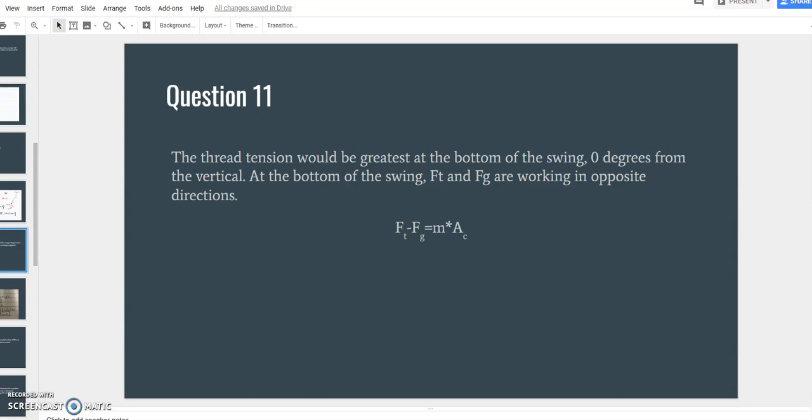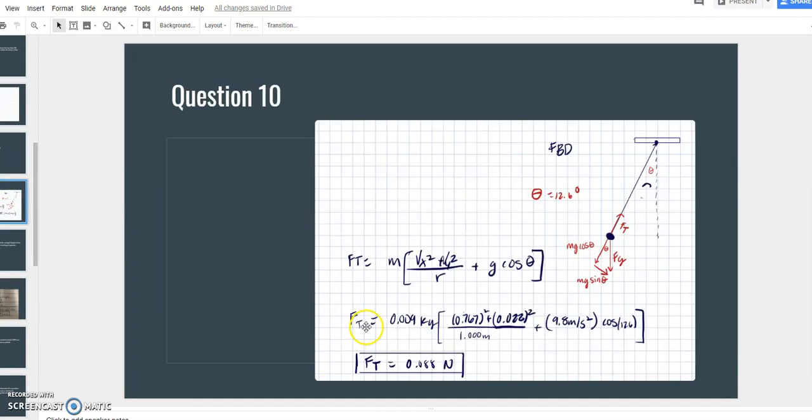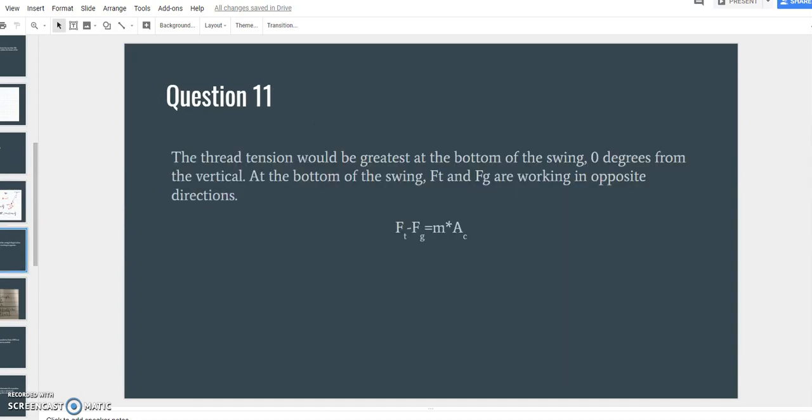Question 11. Based on question 10, at what angular position would you expect the thread tension to be greatest? The thread tension will be greatest at the bottom of the swing, or 0 degrees from the vertical. And at this point, the force of tension and force of gravity are working in opposite directions, as described by this formula, which is derived from the FBD. Same as this equation right here, essentially.